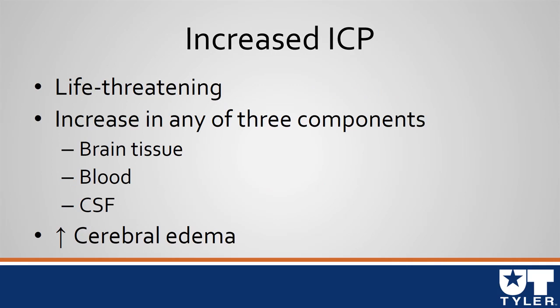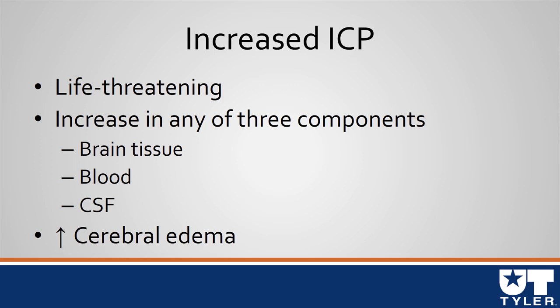Increased ICP is potentially life-threatening and results from an increase in any or all of the three components, brain tissue, blood, or CSF, within the skull. Elevated ICP is clinically significant because it diminishes CPP, and it increases risk of brain ischemia and infarction, and is associated with a poor prognosis. Increased ICP can be caused by many changes in any of the three components.